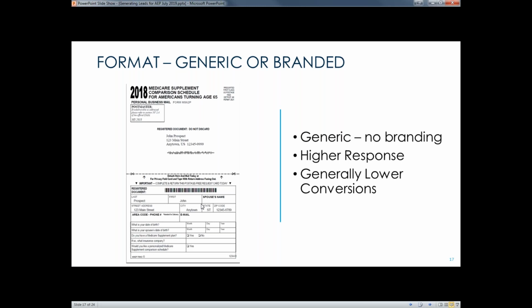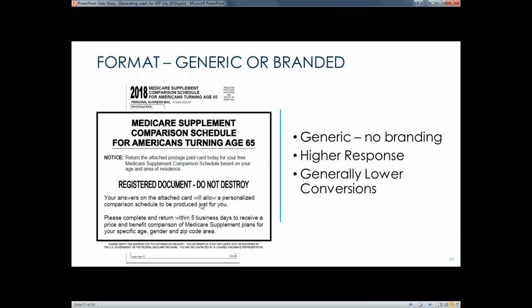So we say, listen, do a generic or branded piece, which is the one we just showed you earlier. You see it's got no company name on it. We put your name on it. We're required to by law, that type of thing. But generally, generic mail pieces give a higher response rate, which means people are responding simply because they're maybe not sure it's a marketing piece. Even though we tell them we're going to bring a Medicare supplement comparison, it's not quite as markety as some of the really other colorful pieces that you see. So what that means is more people will respond.